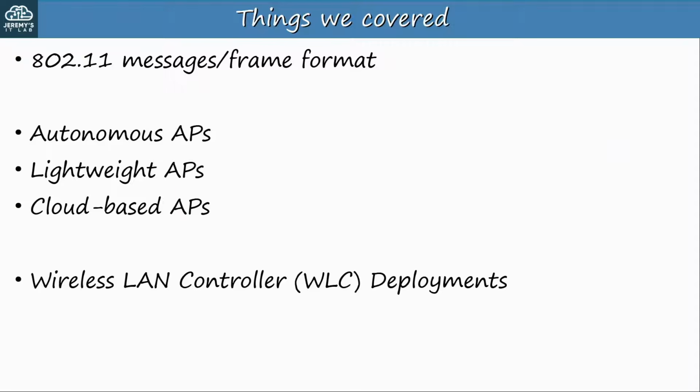Okay, here's what we covered in this video. We started with a brief introduction to some different kinds of 802.11 messages, and the frame format used by 802.11 wireless frames. Because wireless networks have different requirements than wired networks, there are quite a few differences between 802.3 Ethernet frames and 802.11 wireless frames. We then covered the 3 main kinds of APs: autonomous, lightweight, and cloud-based. Make sure you know the basic characteristics of each and are able to compare them. Finally, we looked at the different wireless LAN controller deployment options to be used with lightweight APs.